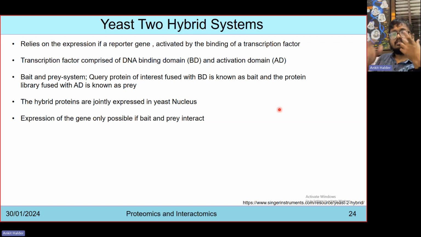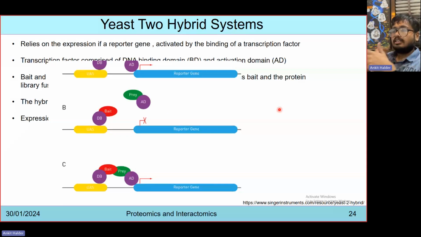Now if both the binding domain and the activation domain are expressed in the yeast nucleus, then the expression of the gene is only possible if the activation domain and the binding domain come together, that is, the two proteins interact. Only if the two proteins interact will you get the expression of the reporter gene, and you can choose accordingly which protein among the library is interacting with your particular binding domain protein.